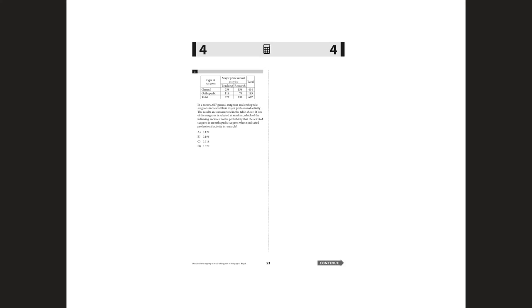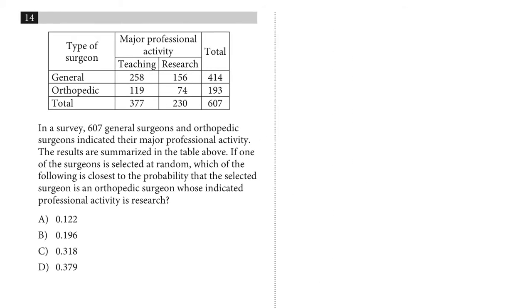Okay, let's do this one. 14. Type of surgeon, major professional activity, total. In the survey, surgeons and orthopedic surgeons indicated their major professional activity. The results are summarized in the table above. If one of the surgeons is selected at random, which of the following is closest to the probability that the selected surgeon is an orthopedic surgeon whose professional activity is research?